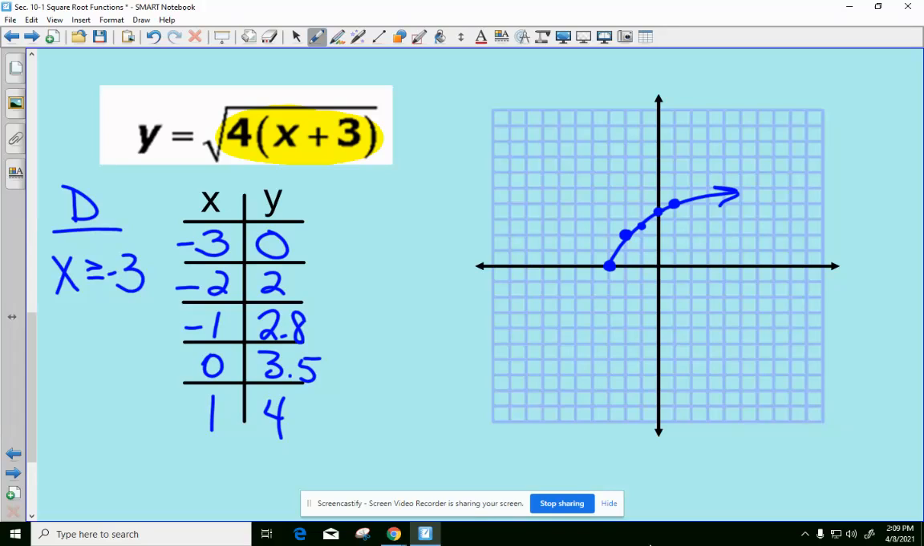If I would have divided, then my answers would have gotten what? Smaller. And so that's not a vertical stretch. They actually call that a compression.